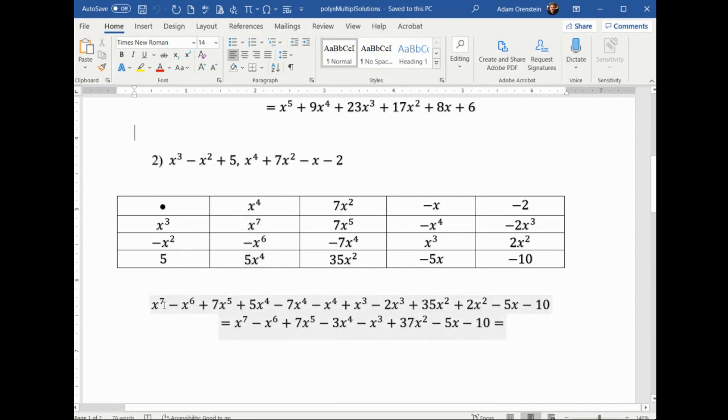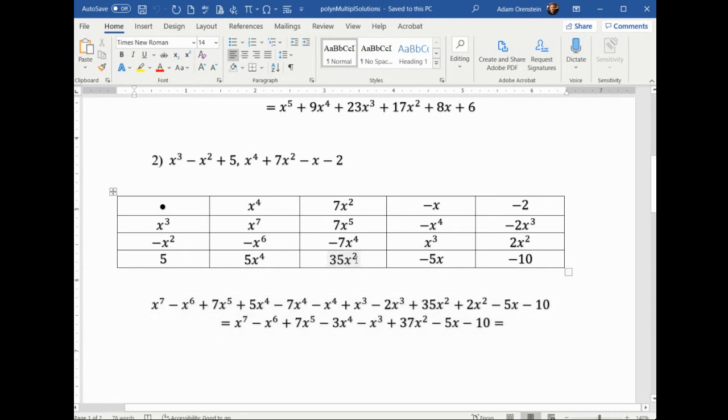X to the 7, right? I could start going this way, but I see a minus x to the 6, so let me put that down next. Then let's go to the x to the 5th term. Sometimes you have to look around if you want to write it in standard form. See, we have 5x to the 4. We have another x to the 4 term. Then we have another x to the 4 term, right?